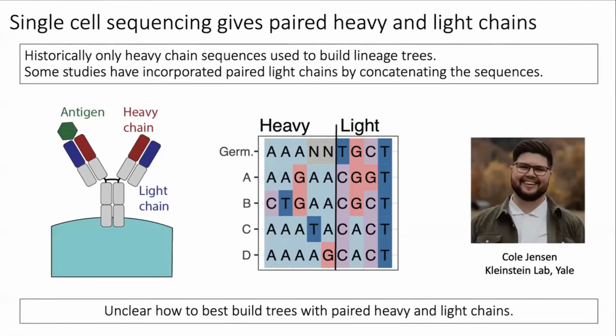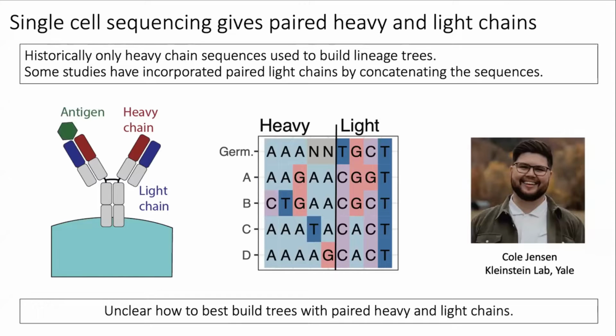Now, one of the most interesting or potentially useful things about single-cell sequencing is that it can provide paired heavy and light chain BCR sequences. Historically, only heavy chain sequences were used to build lineage trees, or at least primarily heavy chain sequences. And this is because bulk sequencing separates heavy chains and light chains from the same cell. And because of this, we're not able to determine which heavy chain belongs to which light chain. With single-cell sequencing, we can now obtain paired heavy and light chain sequences from the same cells.